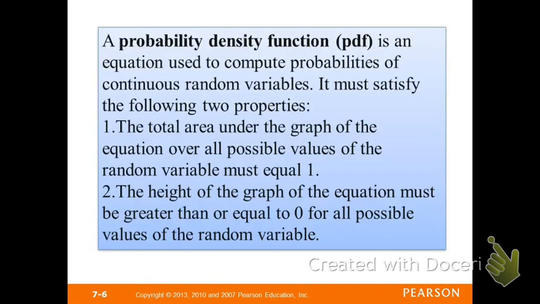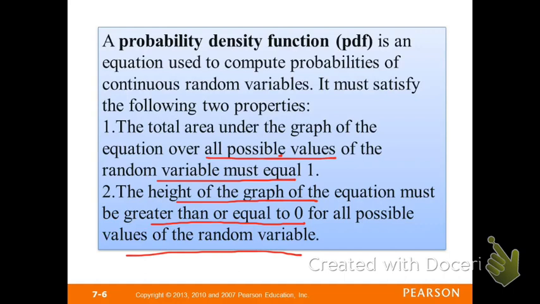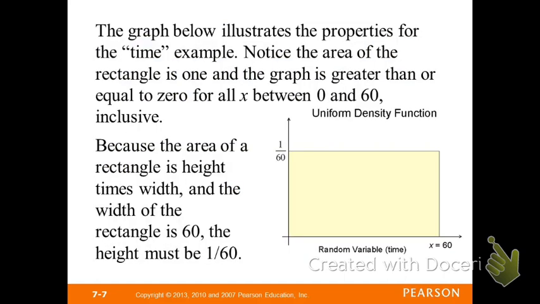PDF, a little bit more language. Probability density function is an equation used to compute probabilities of continuous random variables. It must satisfy the following two properties. The total area under the graph of the equation over all possible values of the random variable must equal 1, and the height of the graph of the equation must be greater than or equal to 0 for all possible values of the random variable. This will make more sense in a moment when we start to draw and actually do a problem together.